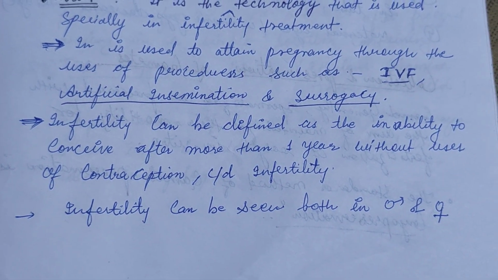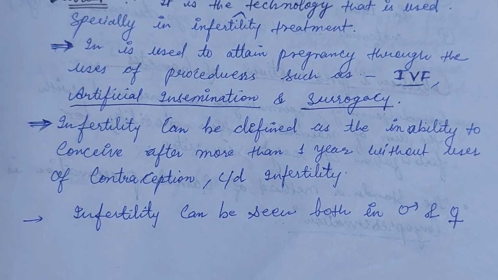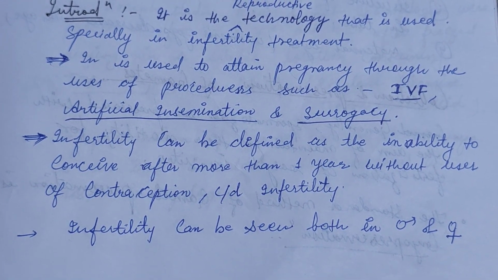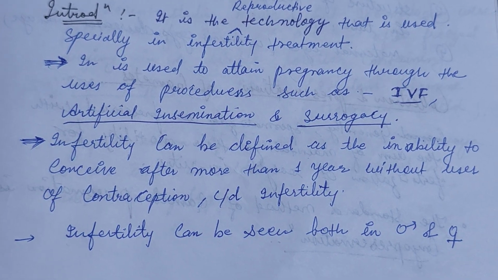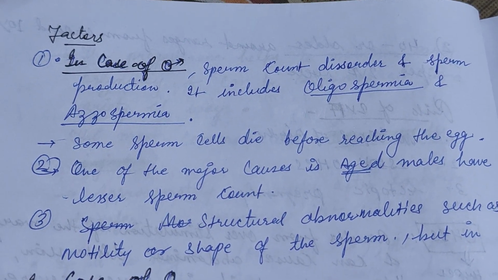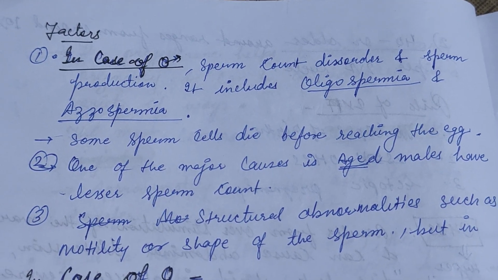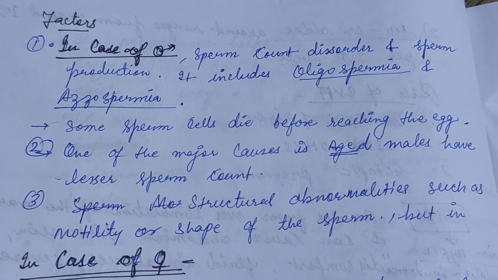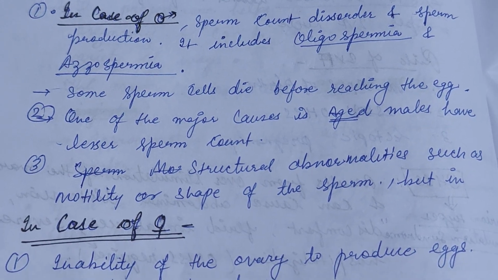Infertility can be defined as the inability to conceive after more than 1 year without use of contraception. It can be seen in both the male and the female. In males it can be due to several factors like sperm count disorder. Low sperm count includes oligospermia and azoospermia.